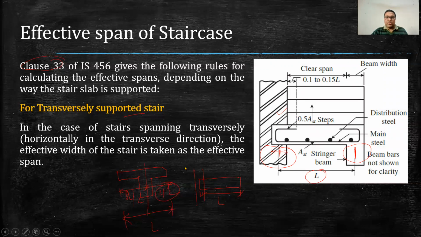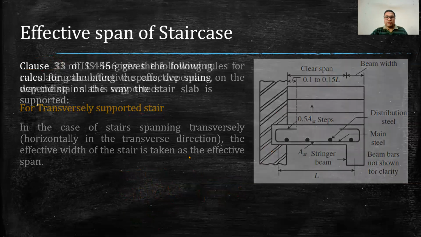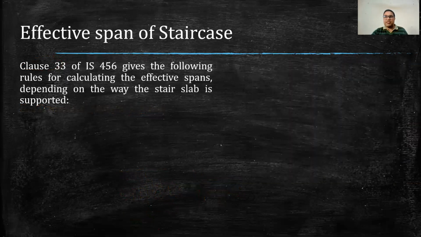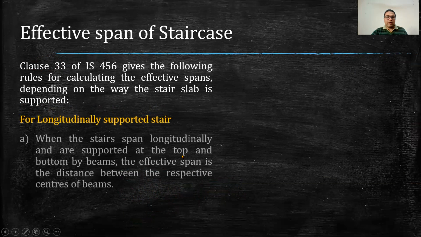Talking about the longitudinally supported staircase, their effective span is dependent on the location of the support. So when we talk about longitudinally supported stair, the first case is when stairs span longitudinally and are supported at the top and bottom by beams. And in this case, the effective span is the distance between the respective centers of the beam.